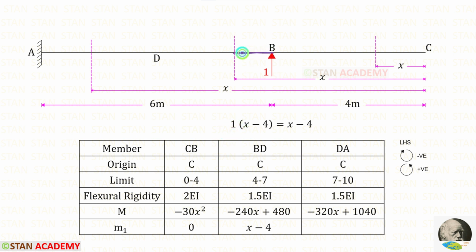For the distance we have to take this distance. This distance is x minus 4. 1 into x minus 4, it will be x minus 4. Now let us find M1 in dA. Up to the section we have only the unit load. The unit load is acting in the anti-clockwise direction so that it will be positive. We have to take this distance. This distance is x minus 4. 1 into x minus 4, it will be x minus 4.